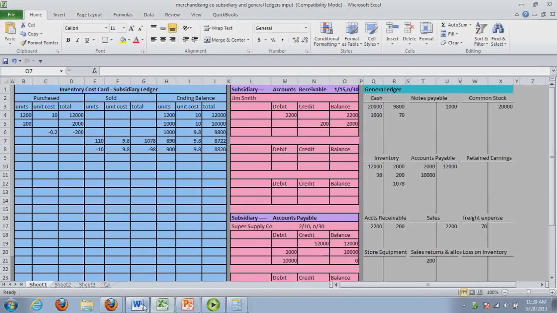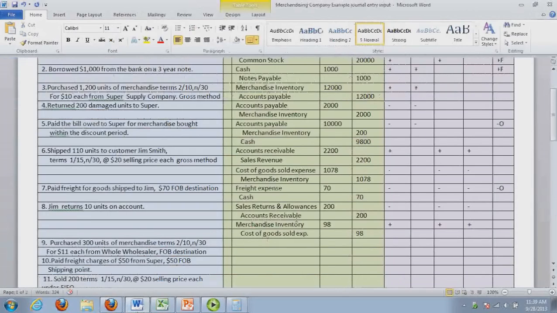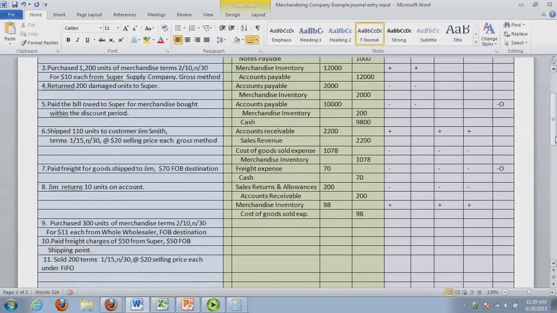Okay, are we good? Did we get everything? Who knows? Accounts receivable we tackled, inventory, subsidiary. So I think, keep your fingers crossed, we've got it. Okay, let's try another purchase. This time we're buying goods from a different supplier.